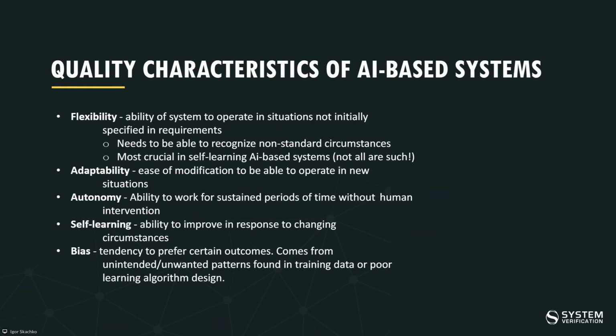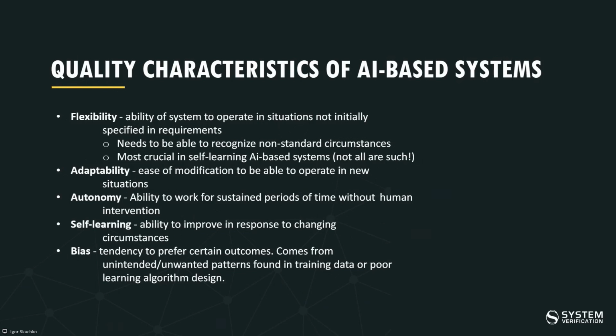Flexibility is a crucial component in self-learning AI-based systems because the next iteration of the model that is being born happens exactly after the system understands that the circumstances are new, and that's the way to improve it.